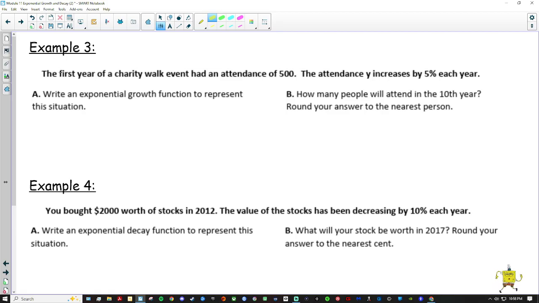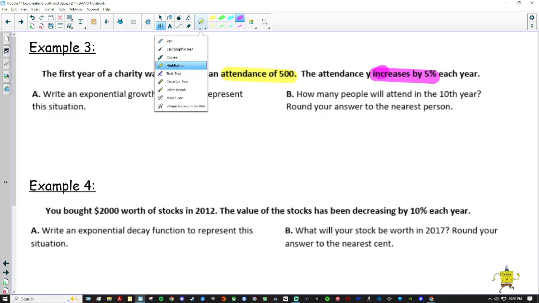We have the first year of a charity walk event had an attendance of 500. The attendance increases by 5% each year. Okay, so I'm going to go through and look at my important things. So here in the first year, I had an attendance of 500. I also see that the attendance increases by 5% each year.